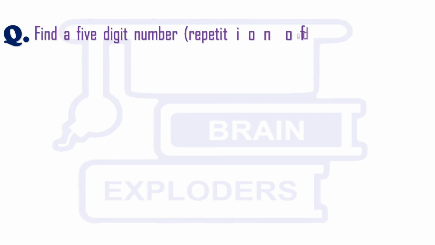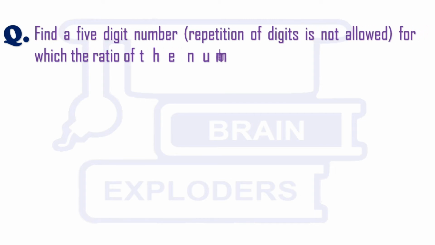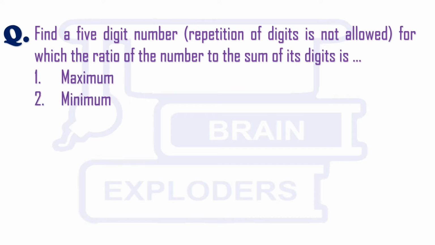Find a 5-digit number for which the ratio of the number to the sum of its digits is maximum, and for the second part it is minimum. That is, you have to find two numbers. If you have not tried this question yet, you can pause the video for more time.